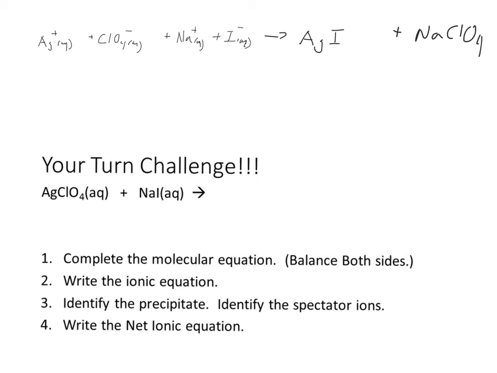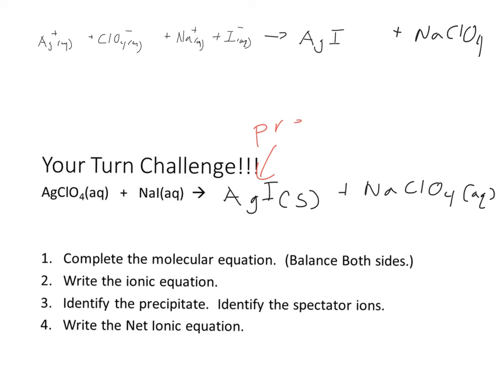Now I need to assign phases. So I've got silver iodide, and I've got sodium perchlorate. Do I have a rule that involves sodium? Yes, anything with a group 1A element is soluble, so it's aqueous. Anything that contains iodide is aqueous except for silver. Silver is an exception. So it's going to be a solid. Now we balance, and we're balanced. Everything's a 1-to-1 ratio. This is my solid, so it's my precipitate.